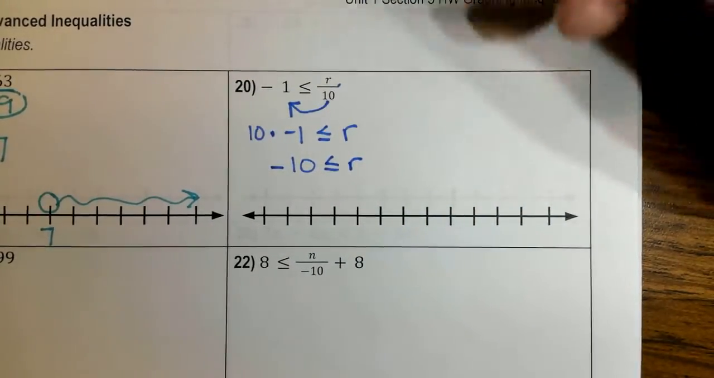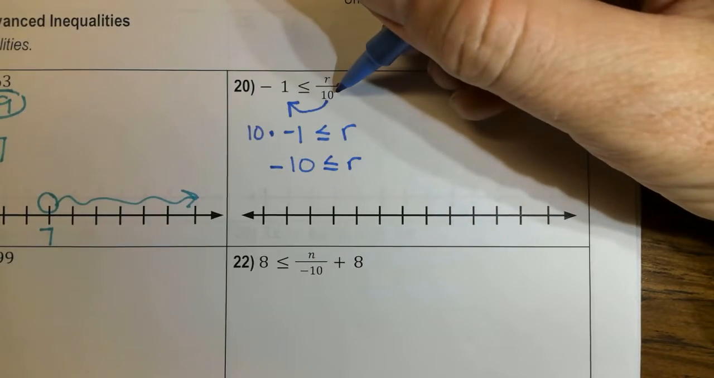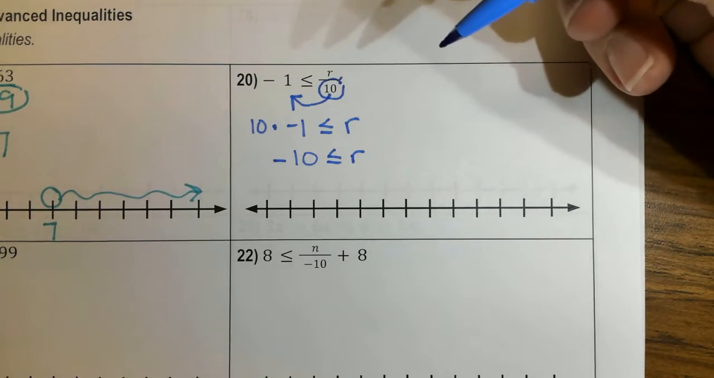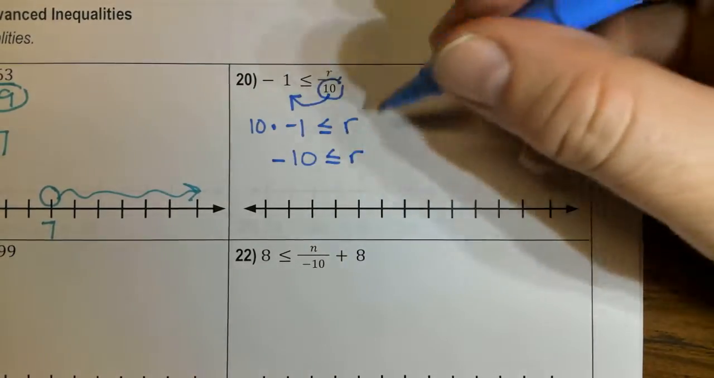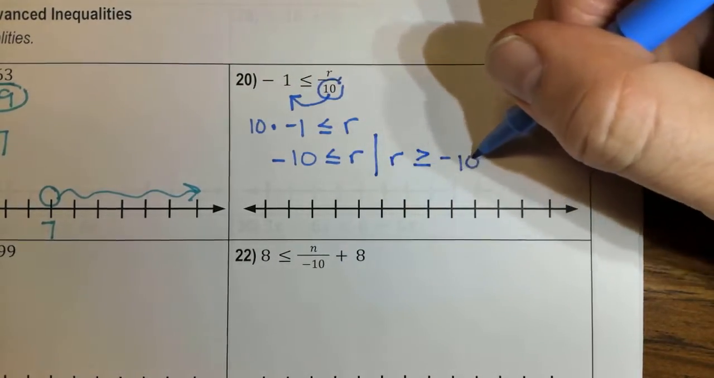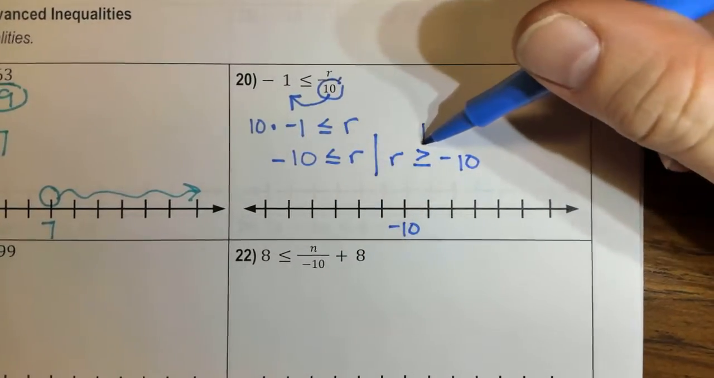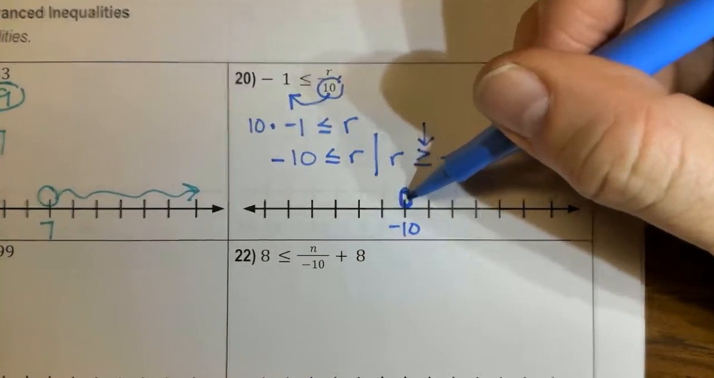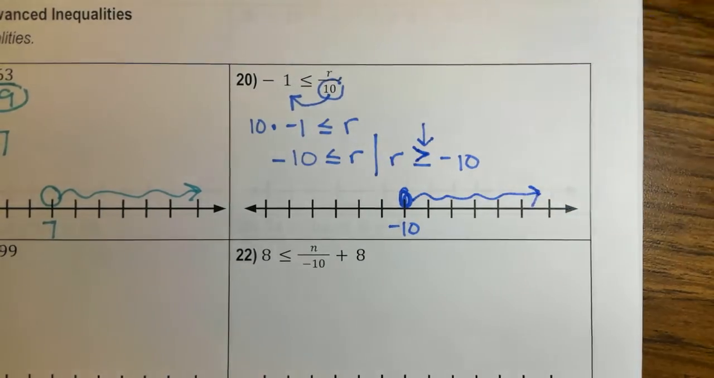Now, I did not multiply by a negative number, even though my answer is negative. It's this number right here that matters. So because it's a positive, the sign doesn't change. But because r is on the right, I'm going to go ahead and pretend there's a mirror and write that down. And now I can graph my answer. So my symbol is underlined, that's a closed circle, and greater than would go to the right.